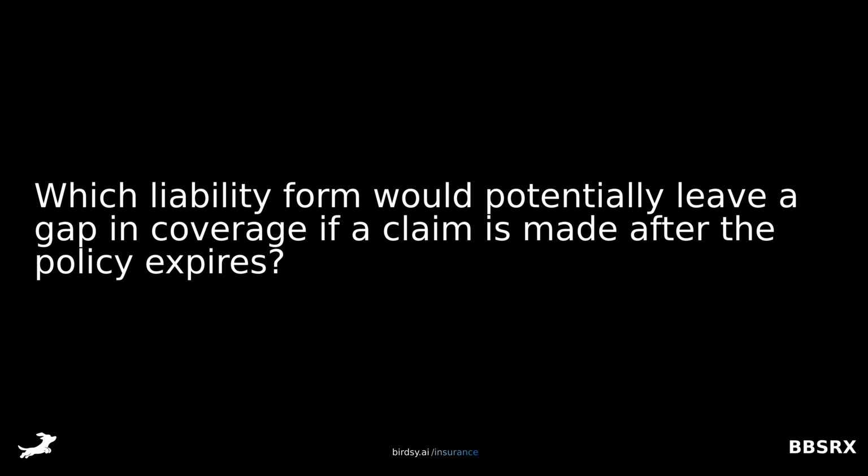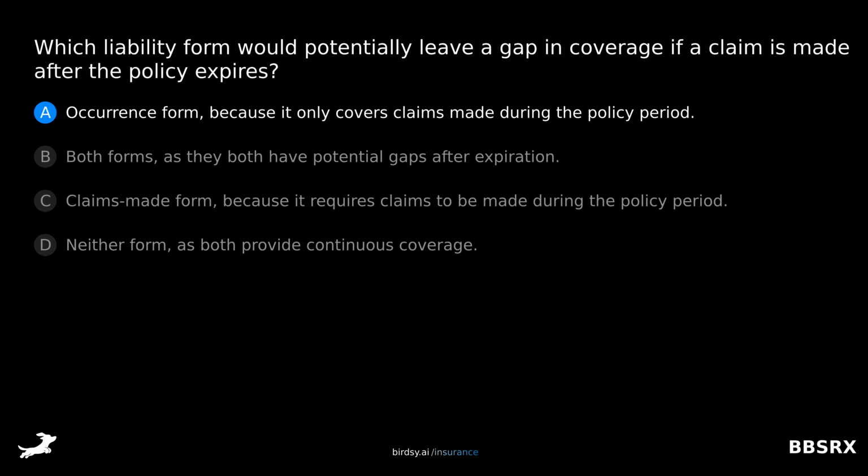Which liability form would potentially leave a gap in coverage if a claim is made after the policy expires? Is it A, occurrence form, because it only covers claims made during the policy period? B, both forms, as they both have potential gaps after expiration? C, claims-made form, because it requires claims to be made during the policy period? Or D, neither form, as both provide continuous coverage? The answer is C, claims-made form, because it requires claims to be made during the policy period.